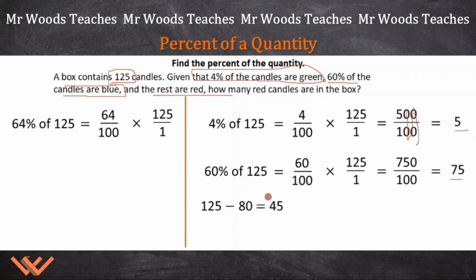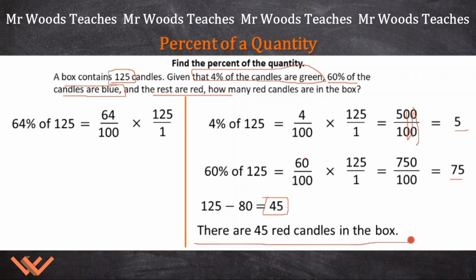We have this number, 45. Not necessarily. Typically with a word problem, you have to write out your answer. Here we go. There are 45 red candles in the box. And if I was you, I would also circle my answer so that the teacher knows exactly where to go.